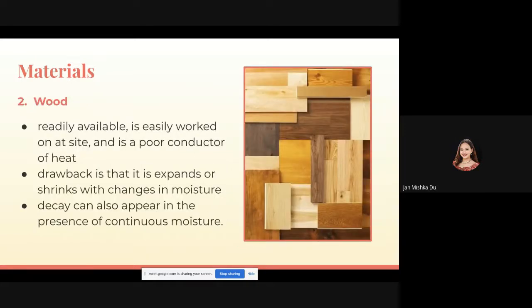For the next material, it's wood. So wood is readily available and it is easily worked on at site, and it is a poor conductor of heat, and the drawback is that it expands or shrinks with changes in moisture, and decay can also appear in the presence of continuous moisture. Next, please.